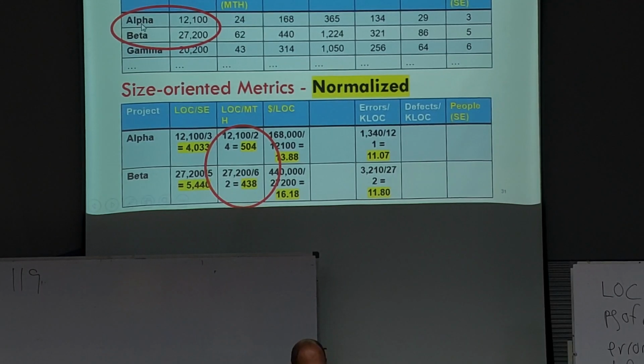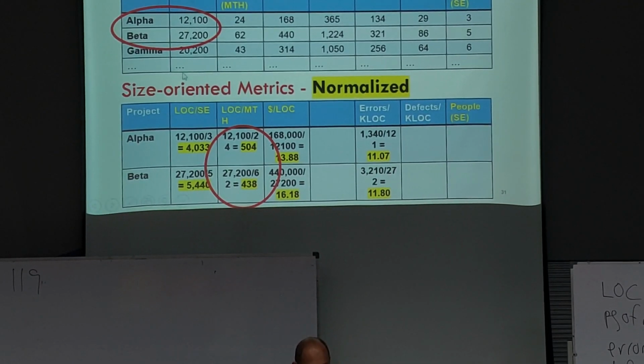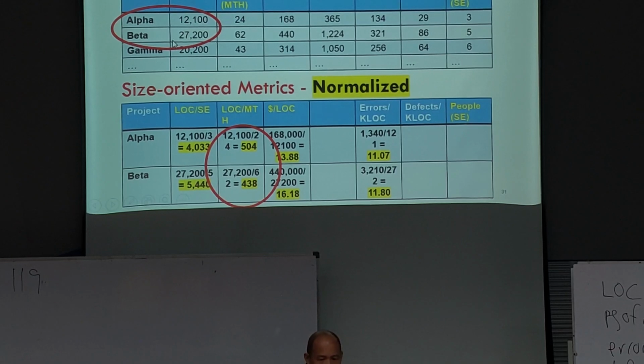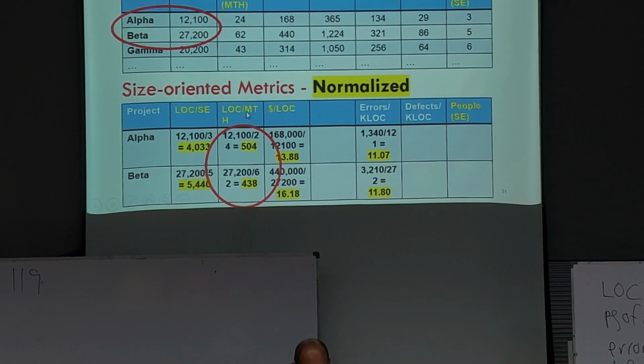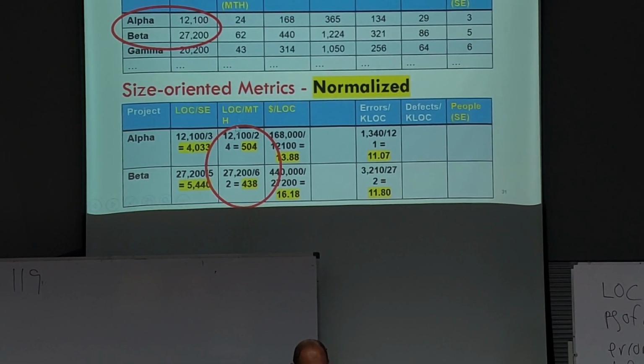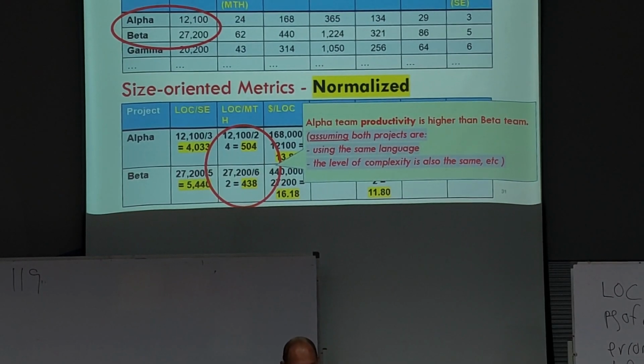All right, so for project alpha, 12,100 lines of code were produced. Project beta produced 27,200 lines of code. So lines of code per month for alpha is 504, and beta is 438. So the alpha team's productivity is higher than the beta team's.